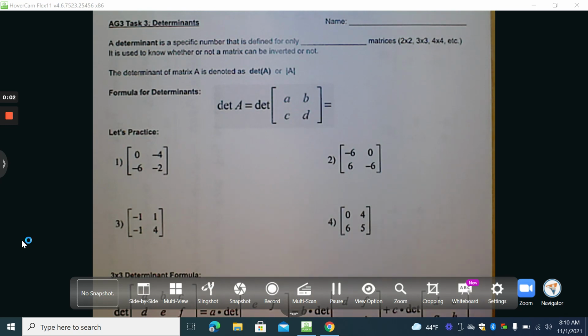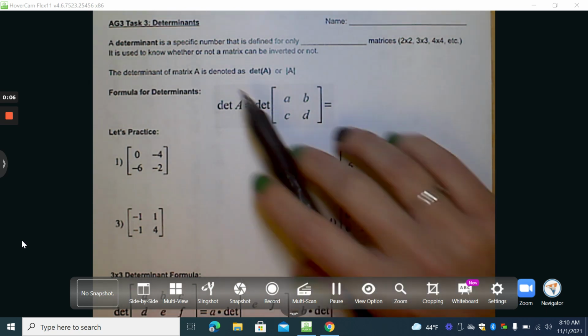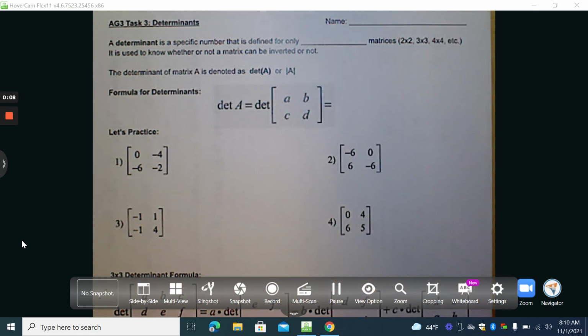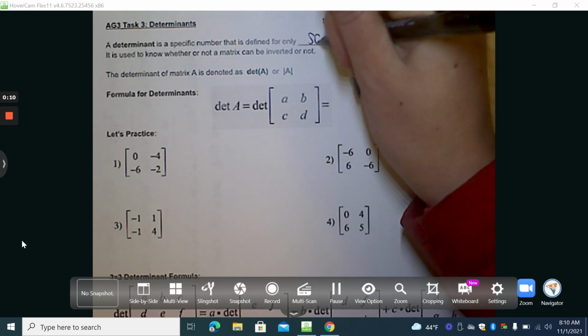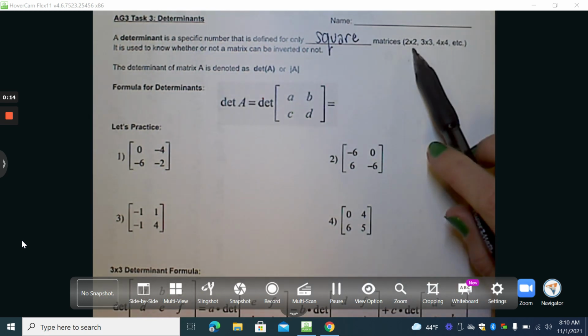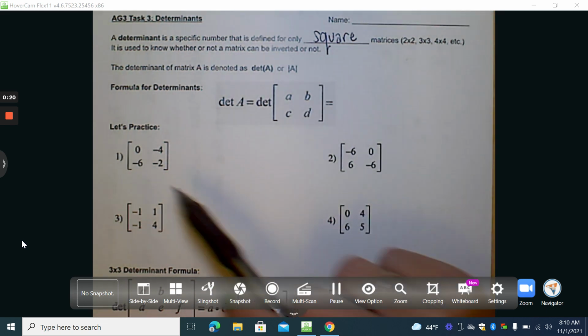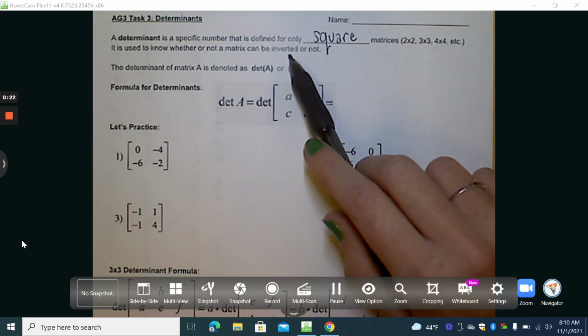All right, today we're going to do something called finding the determinant of a matrix. A determinant is a specific number that's defined for only square matrices, so things that are 2 by 2 or 3 by 3 or 4 by 4. So a perfect square matrix. And it's really just used to know whether or not a matrix can be inverted or not.